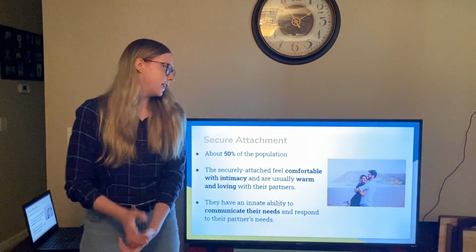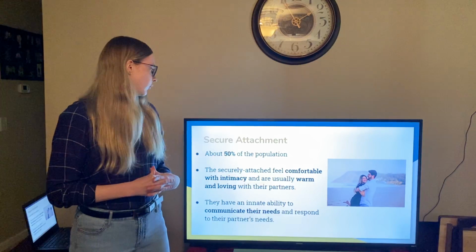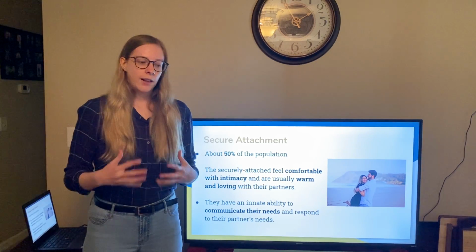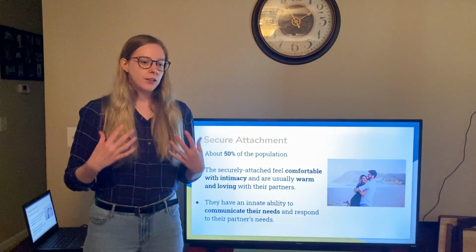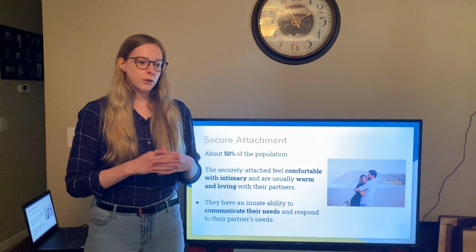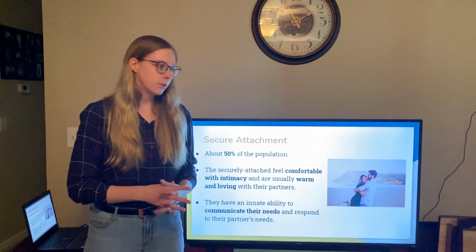Finally, we have the secure attachment style. This is about 50% of the population, and securely attached people are comfortable with intimacy. They like being close and warm and loving with their partners, and they just have a generally easier time with intimacy, and they don't worry so much about their partner loving them back or not like the anxious people do.